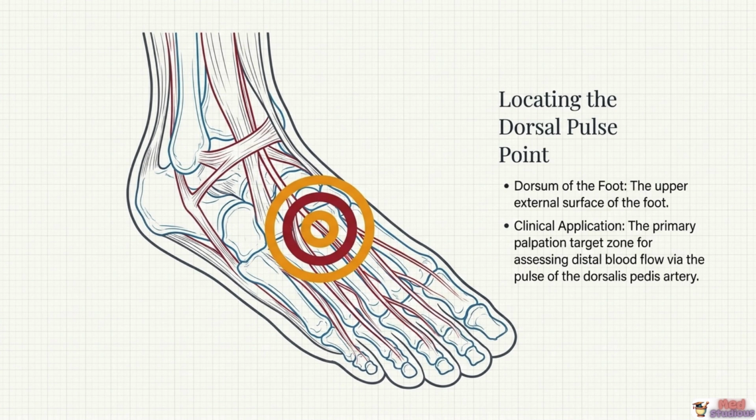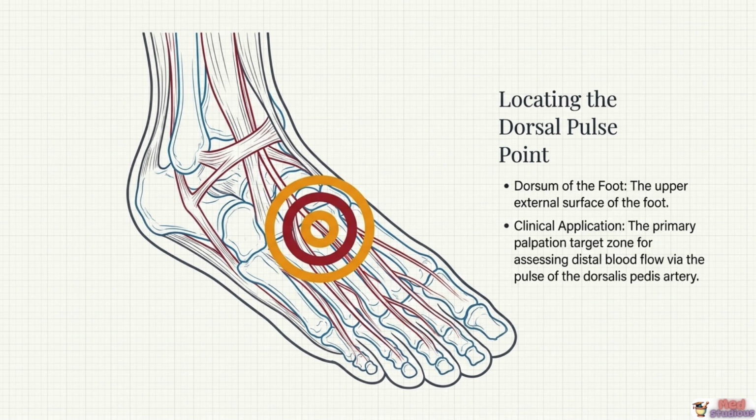The dorsum of the foot, the upper external surface, is one of the most clinically important regions of the lower limb because it provides direct access to the dorsalis pedis artery pulse. This artery is the continuation of the anterior tibial artery as it crosses the ankle and runs along the top of the foot, typically between the first and second metatarsal bones, just lateral to the tendon of extensor hallucis longus.